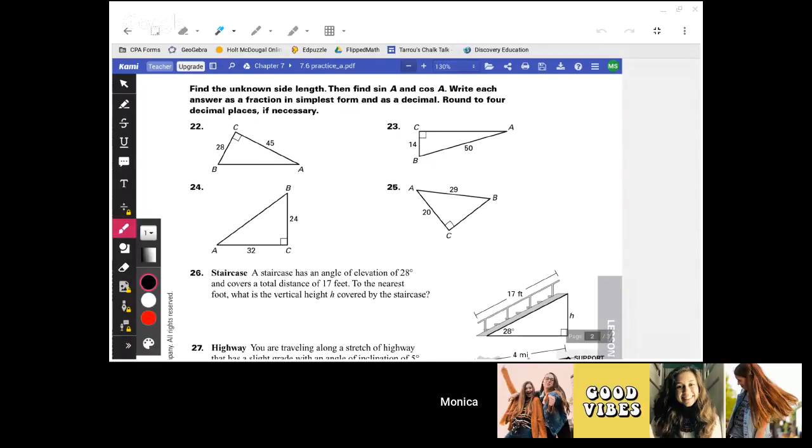Okay, so for number 25, you're supposed to find the unknown length of that side of the triangle and then find sine and cosine of A. So first off, if we have two sides of a triangle, how do we find the third side?